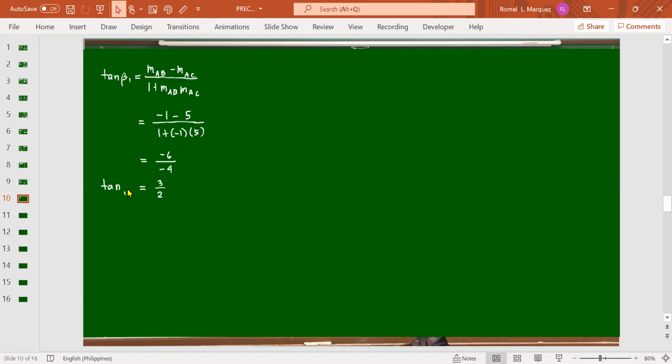It means we are going to take our k as what? 0. So what is our beta 1? Arctangent of simply 3 over 2. No more 180. Is that clear, children? What's the value? Arctan of 3 divided by 2. 56.31. So beta 1 is approximately 56.31 degrees.